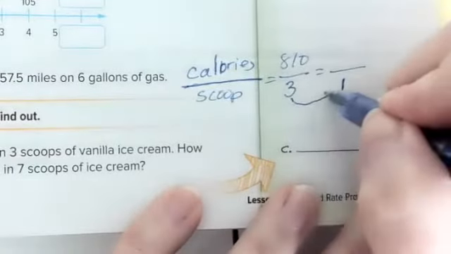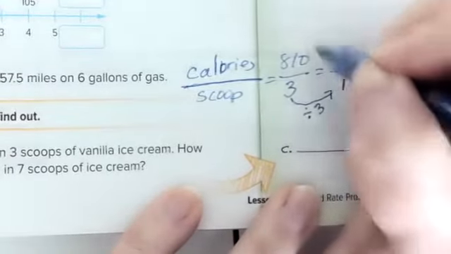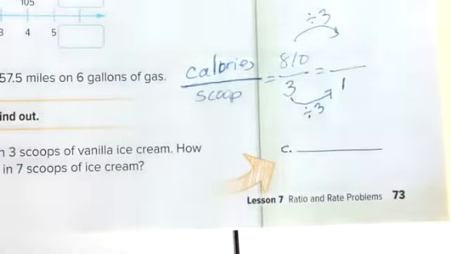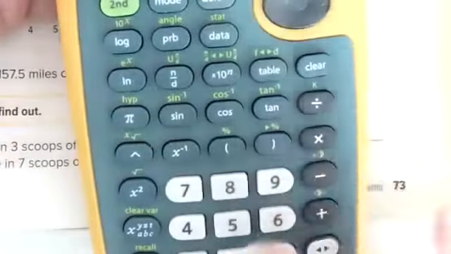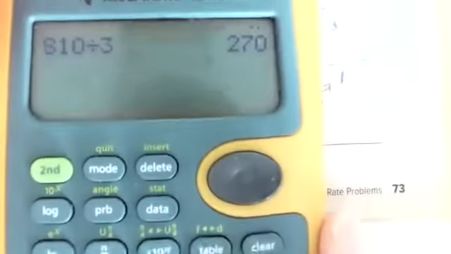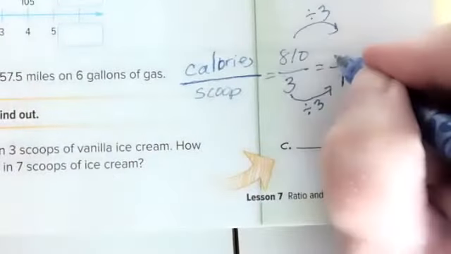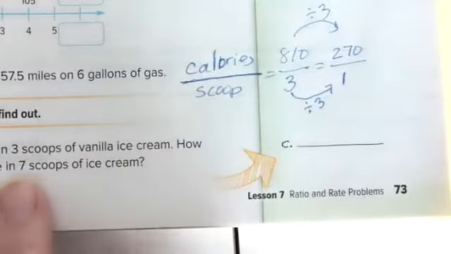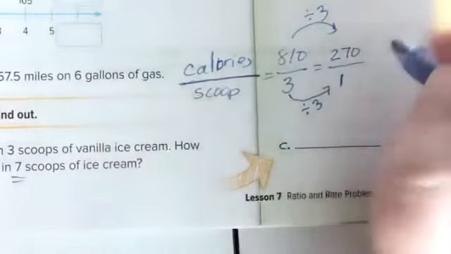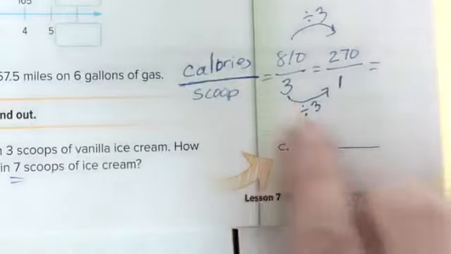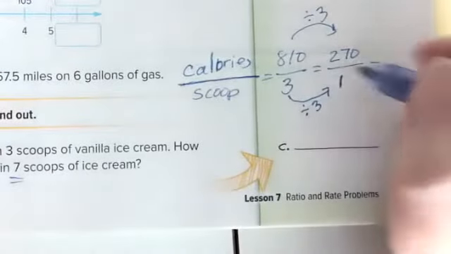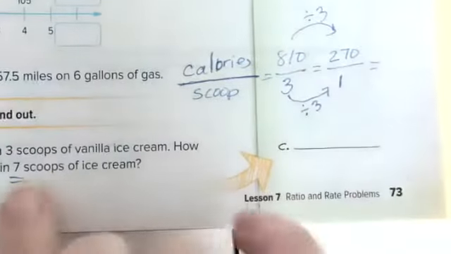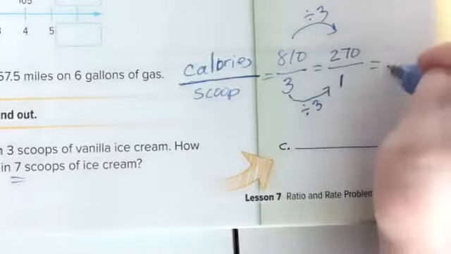So how did I get from 3 to 1? I divided by 3. So what do I need to do to my 810? I also need to divide by 3. 810 divided by 3 is 270. So 270 calories per 1 scoop of ice cream. And then they're asking us how many calories in 7 scoops. So now I'll scale that up because 3 doesn't go right into 7. I still could figure this out, but I know there are 270 calories per 1 scoop. So now I can scale that up to 7 to see 7 scoops is a lot of ice cream.